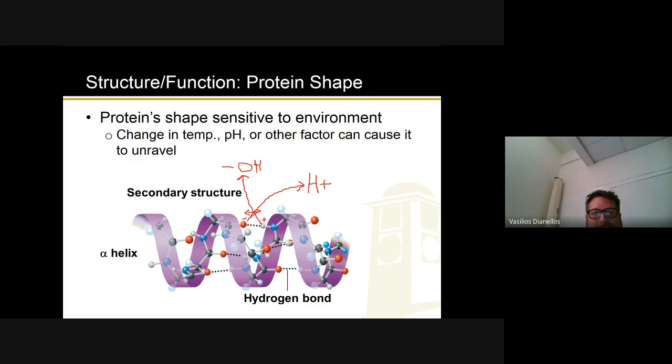All this to say, the only thing you need to know for the exam, again, the shape of a protein is very important, and its shape is very much dependent on its environment. And two great examples that I've just spent too much time talking about are temperature and pH, right? It can cause things to unravel. It can cause them to change shapes. So are there any questions about that?